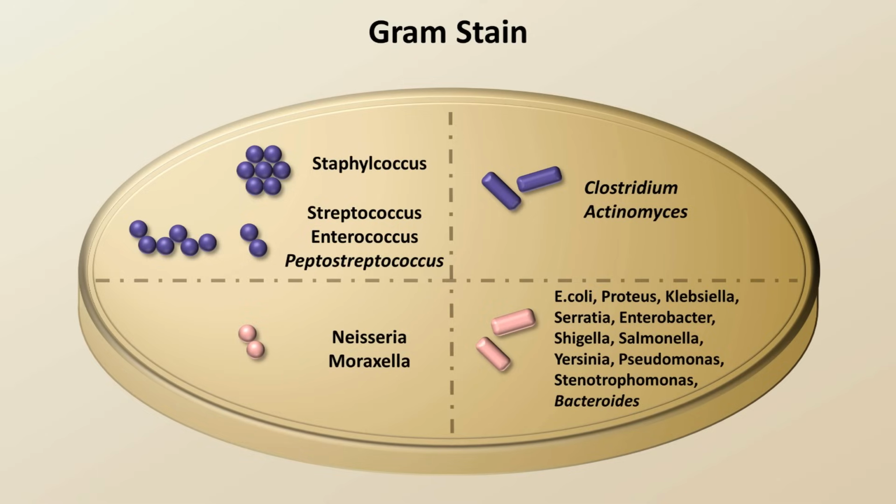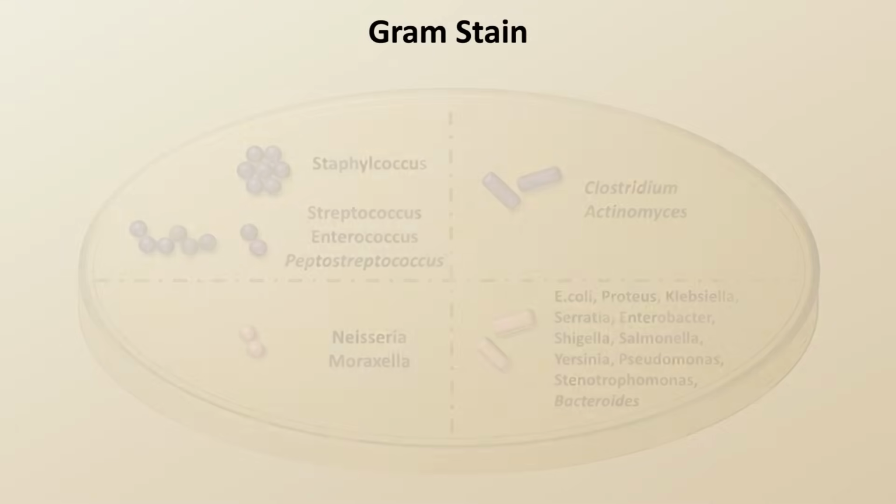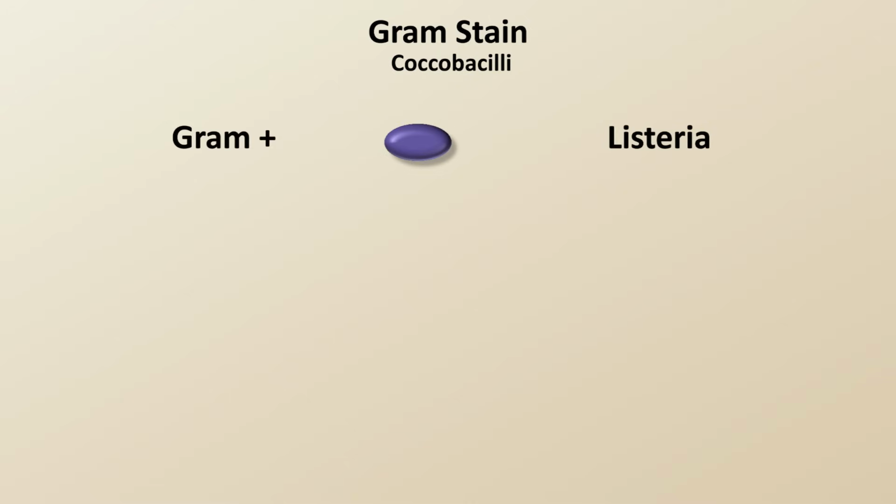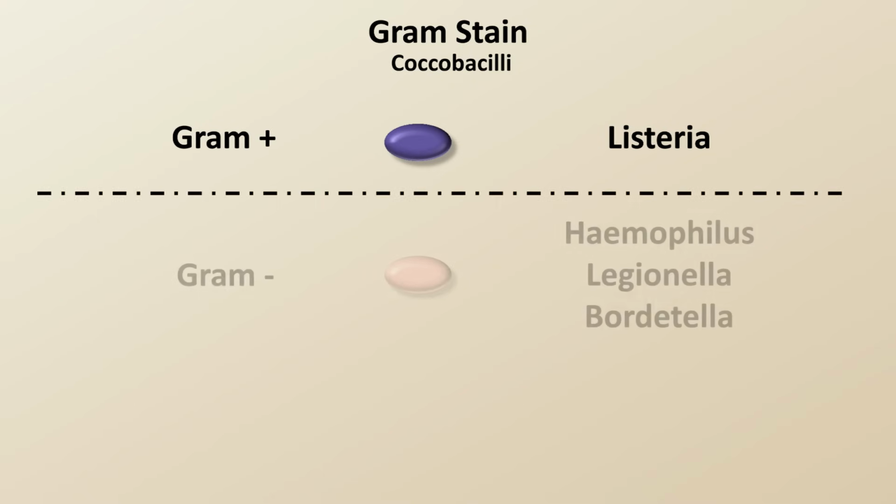There are a few bacteria that don't clearly conform to these 4 categories. This is partly because they may have shapes that are either variable or fall somewhere in between cocci and rods, and are therefore known as cocobacilli. An example of a gram-positive cocobacillus is Listeria, which can cause meningitis in infants, the elderly, and the immunosuppressed. Gram-negative cocobacilli include Haemophilus, Legionella, both of which are major causes of community-acquired pneumonia, and Bordetella, one species of which causes pertussis, also known as whooping cough.